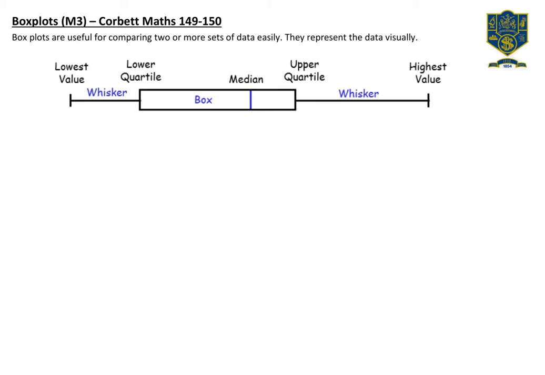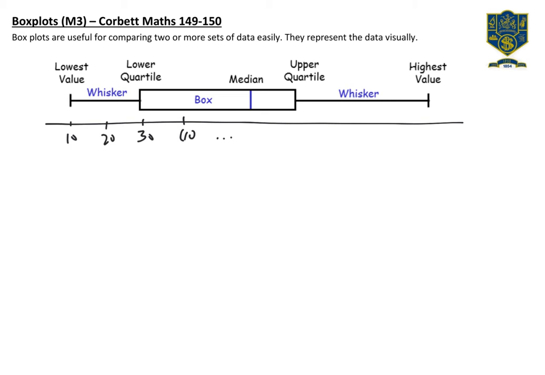What we would normally have with these as well is a scale underneath, and it would be a steady scale. So we might have 10, 20, 30, 40, and so on. It is a graph, so things should be drawn using a steady scale.